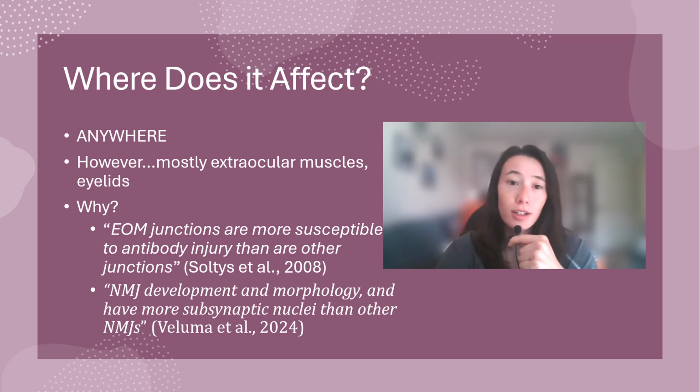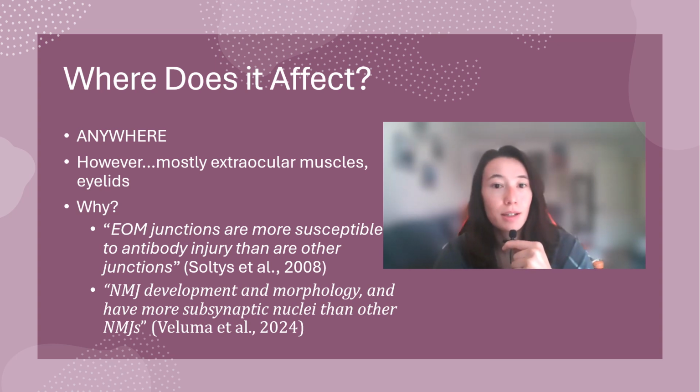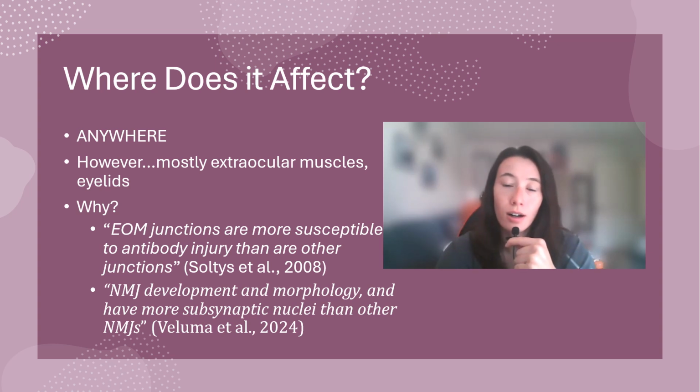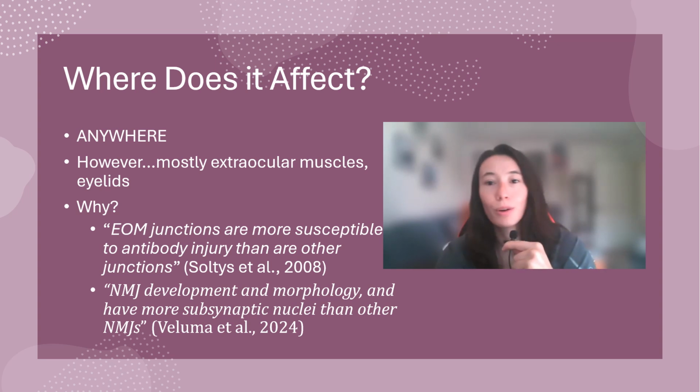So there's a study done in 2008 by Soltis et al., and they find that the extraocular muscle junctions are more susceptible to antibody injuries than our other junctions in the body. So again, this is relative to all the other skeletal muscles throughout the body. Okay, so that's great, but again, why is that? Why is it more susceptible to injury?